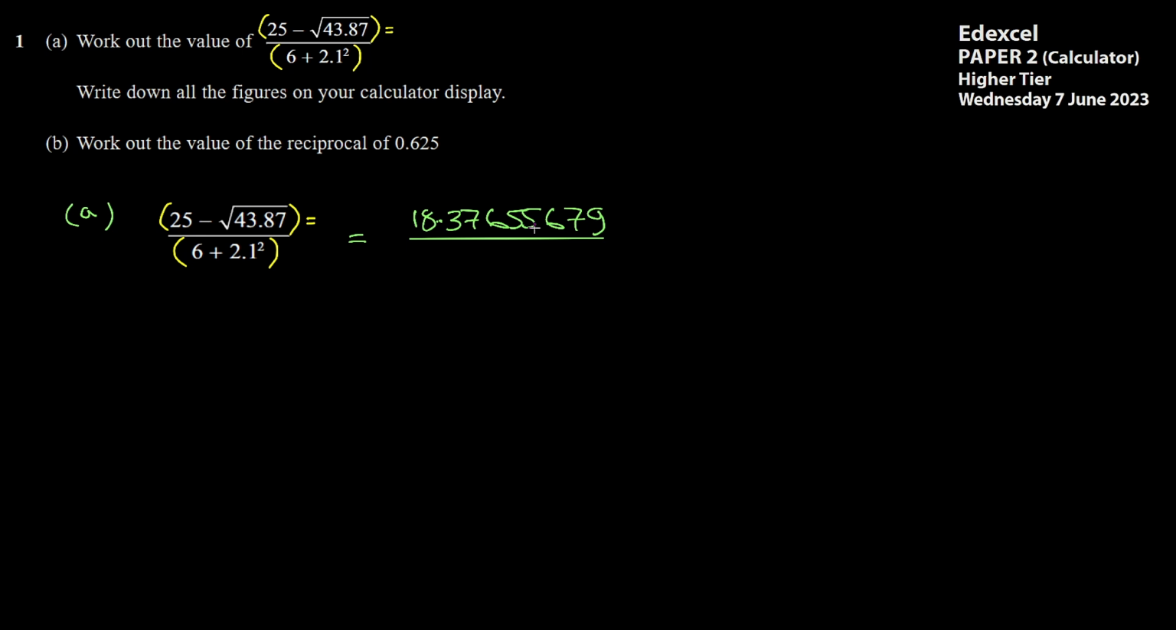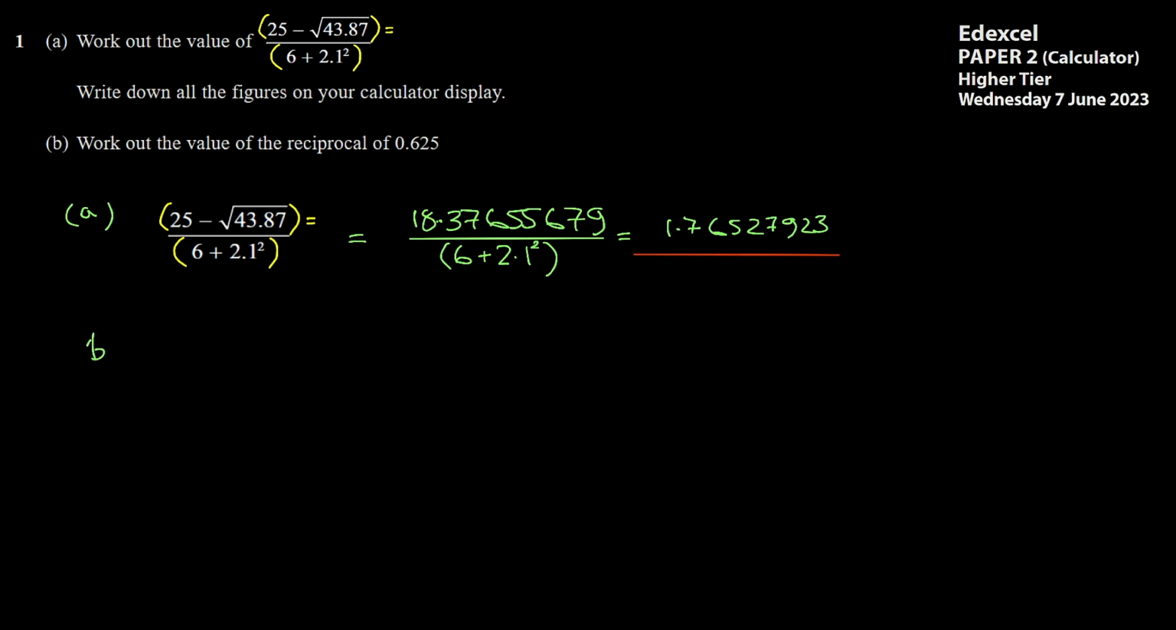So I'm now going to push divide by, but then a bracket, 6 plus 2.1 squared. So it knows it wants to divide my 18.37 number, divide by the whole of the denominator. Now push equals. So for the complete sum, my display says this. And that should be the answer to part A.